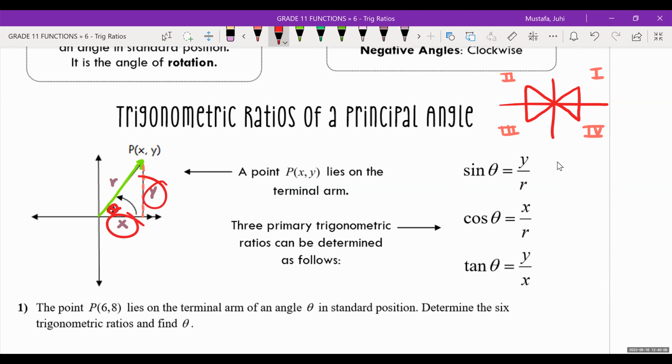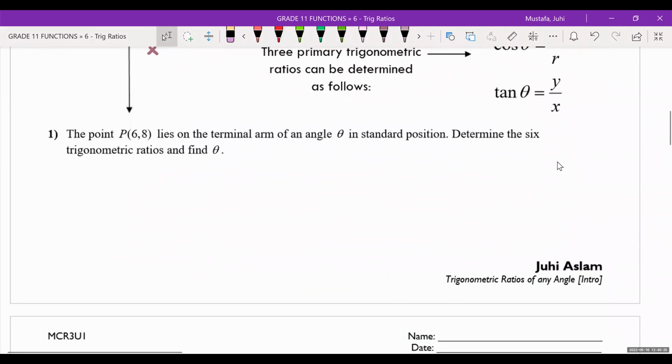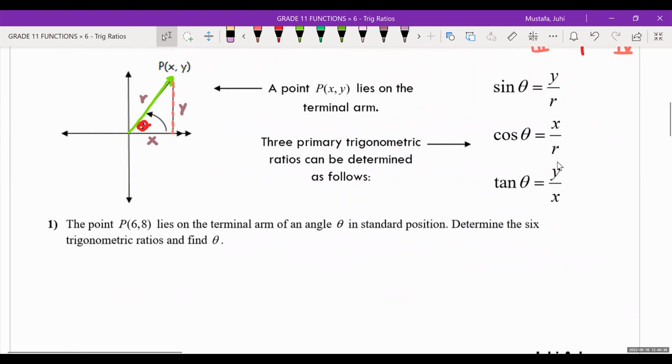All of this right now without actual numbers is probably very hard to understand, but this is the basics behind the calculations that we're going to do, probably in tomorrow's class. So just remember these concepts and it'll make a lot more sense when we actually get to numbers. Let's try question number 1. Question number 1 says, the point P (6, 8) lies on the terminal arm of an angle theta in standard position. Determine the 6 trigonometric ratios and find theta.